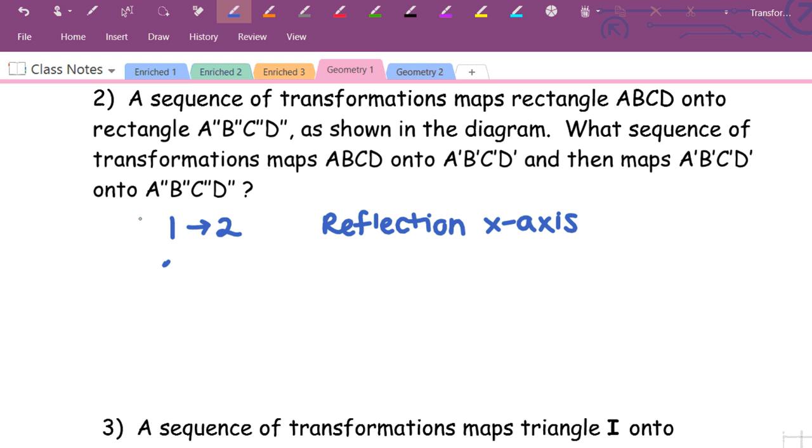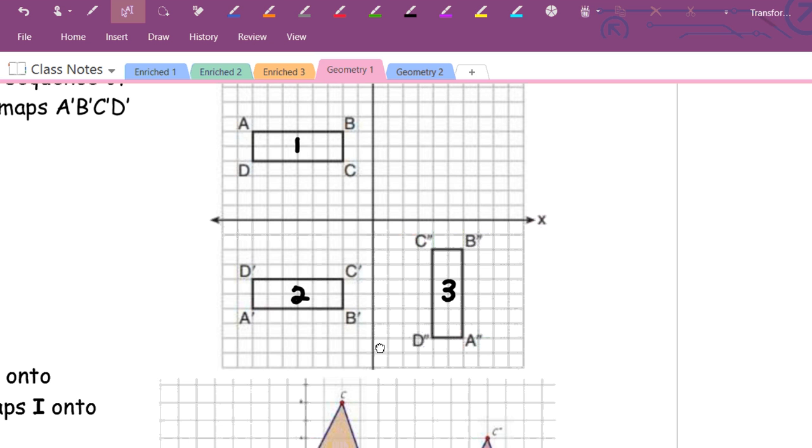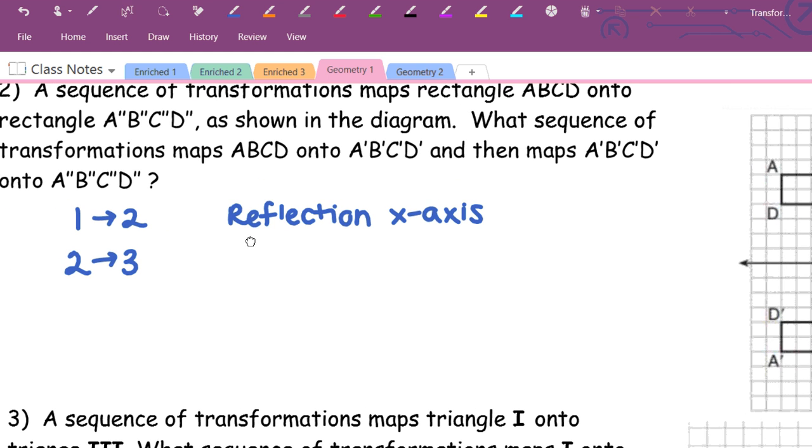And then to go from figure 2 to figure 3, I also have to look at that and say, how can I go from this to that? Hands up, please, when you can identify how I would go from figure 2 to figure 3. Yeah, it's going to be a rotation, a spin from here to here. Notice our orientation does not change. We're just rotating. So this would be a rotation.